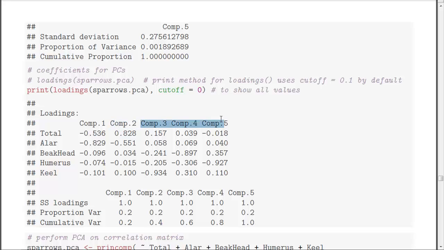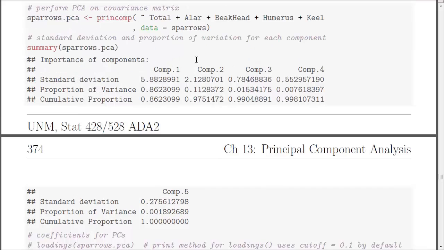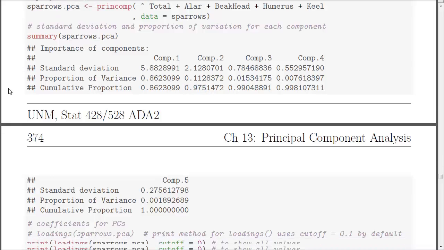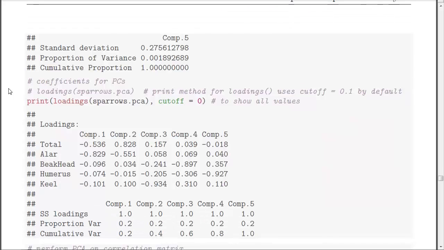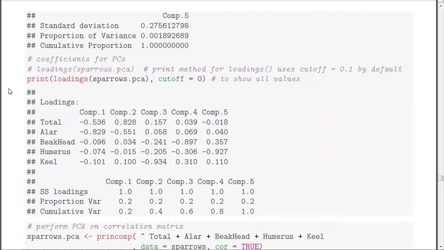And you can interpret these other components in a similar way, though because, from my point of view, we get 97.5% of the variance after component 2, I'm not that interested in components 3, 4, and 5. They might largely represent just noise or sampling variability.